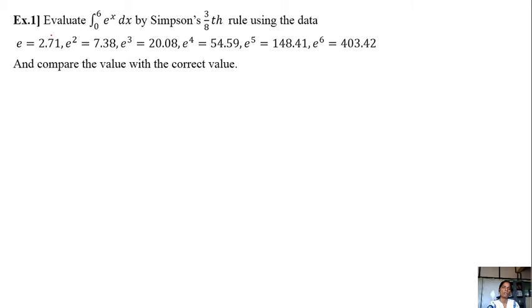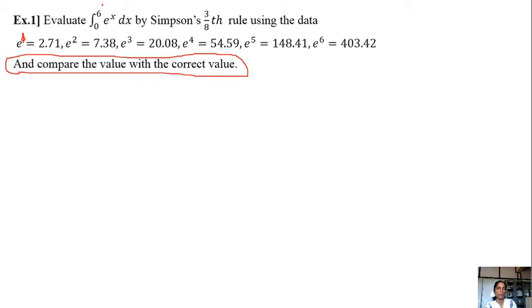Very first example: evaluate the integration from 0 to 6 of e raised to x dx by Simpson's 3/8 rule using the data. Data is given. In fact, this is not e raised to 0, it is e raised to 1. So e is 2.71, e square is 7.38, e cube is 20.08, e4 is 54.59, e5 is 148.41, and e6 is 403.42. Also, one more thing is given: compare the value with the correct value.